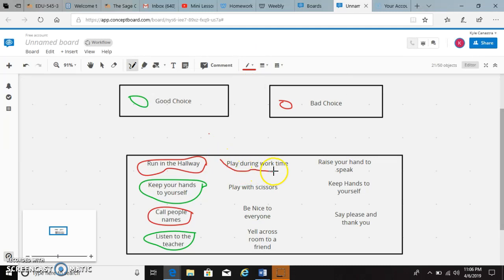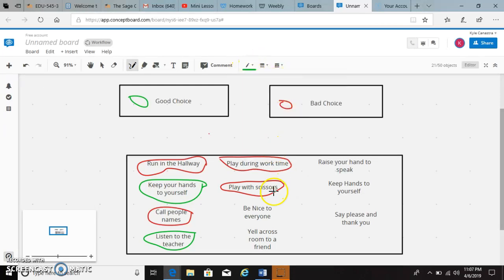Right. Not good. You want to be paying attention to what we're doing so that we all can do what we need to do and the right thing, right? Good. How about playing with scissors? Yeah, not a safe decision. If we're using scissors, then we want to use them correctly, right? And that's something that we would do with an adult.